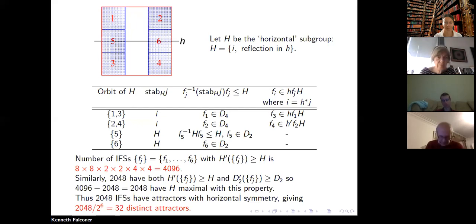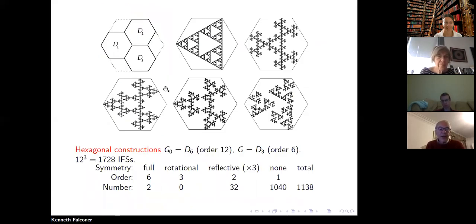Let's look at another example or two. We can start with a hexagon and 3 subhexagons arranged like that. And we've now got the symmetry group of the hexagon has order 12. And if we take the union of these 3 smaller hexagons, then the symmetry group of that figure is order 6: the identity, 120 and 240 degree rotations, and then reflections about 3 lines.